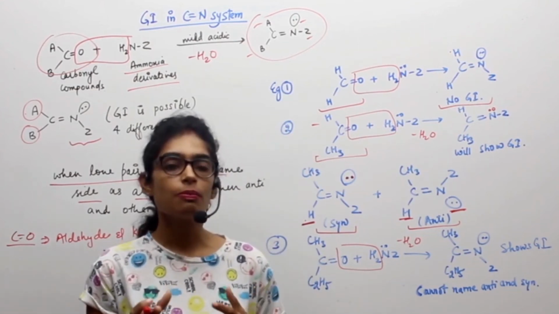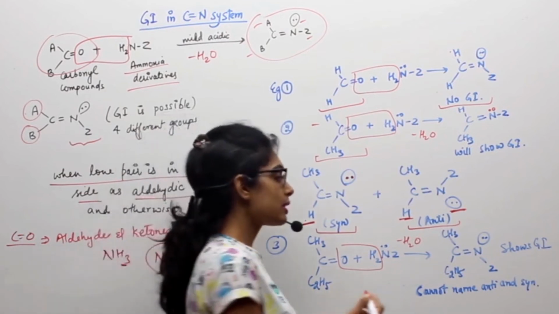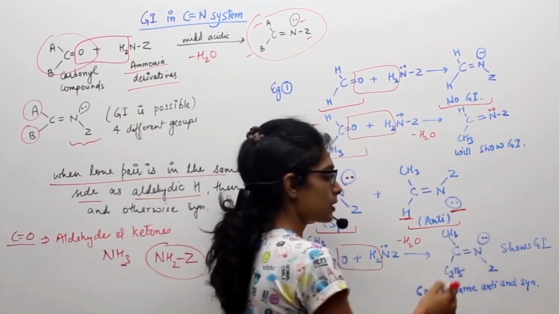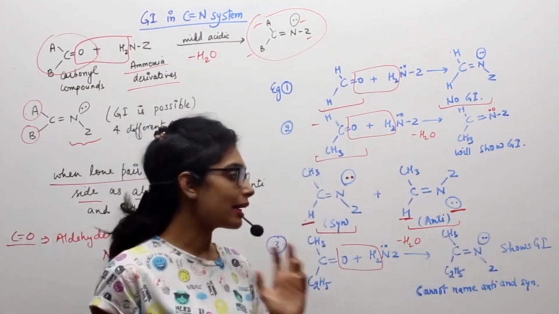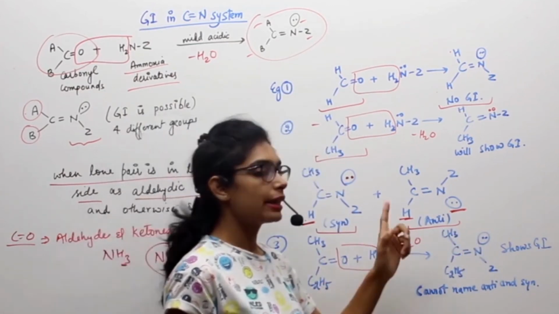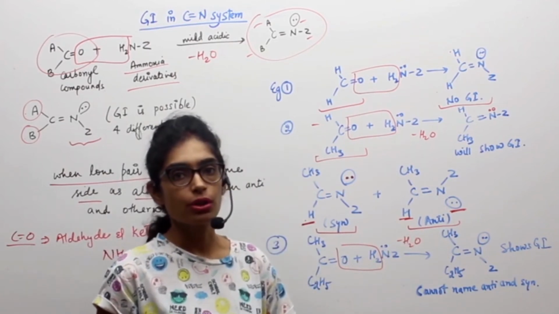Because no specific scientific rules have been made to figure out what is syn and what is anti in such cases, we just skip it. We do not go deeper into it. We do not need to understand which one will be called anti and which one will be called syn, but it will be showing GI. That's all we need to know.